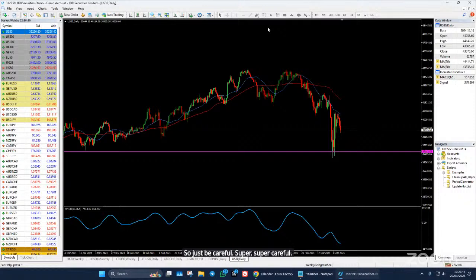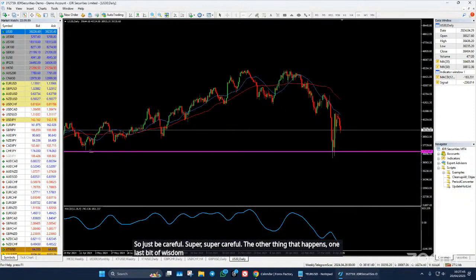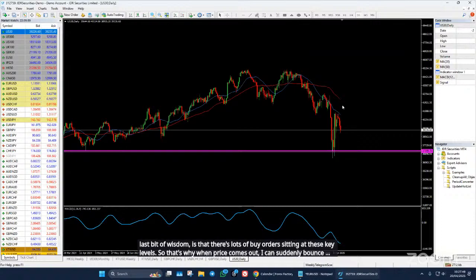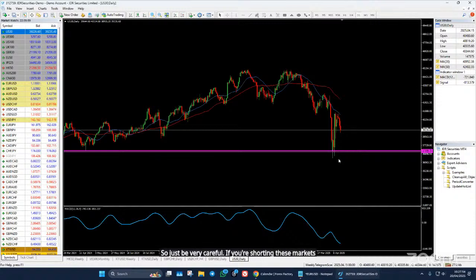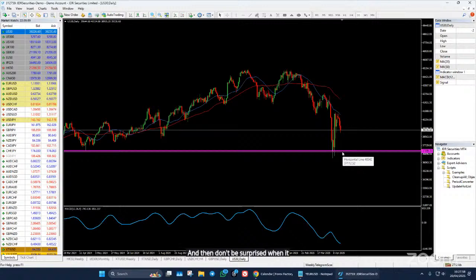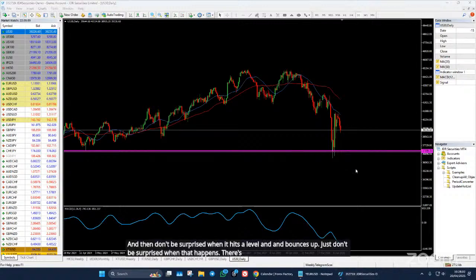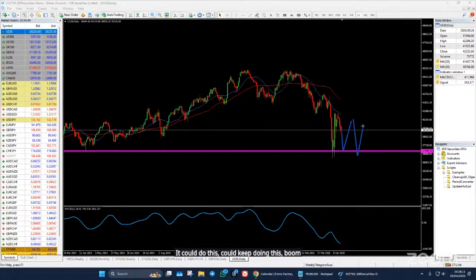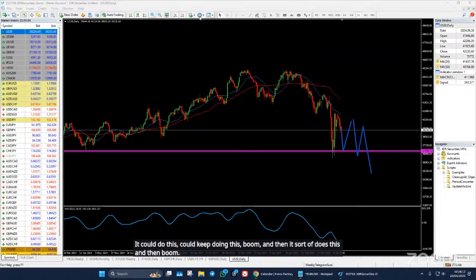The other thing that happens, one last bit of wisdom, is that there's lots of buy orders sitting at these key levels. So that's why when price comes down, it can suddenly bounce back up. So just be very careful. If you're shorting these markets, you've got to reduce your risk. You've got to take profits sooner. And don't be surprised when it hits a level and bounces up. There's lots of big money out there that's buying at these levels. Even though the market might go down, it could keep doing this, boom, and then it sort of does this, and then boom. So just be very cautious about that.